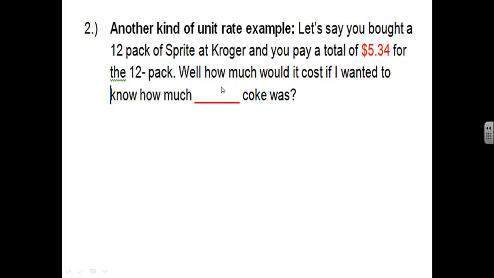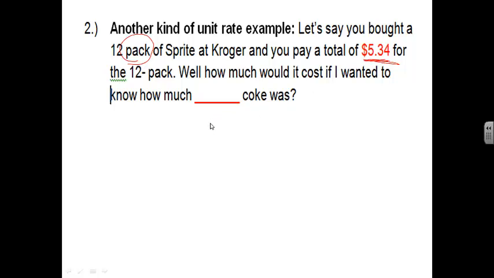Let's say you buy a 12-pack of Sprite at Kroger and you pay a total of $5.34 for the 12-pack. Normally, we don't take one little Sprite out of the whole 12-pack because that wouldn't make sense and you can't buy it like that at the store. So you're paying a total of $5.34 for 12 of them. When you buy a pack of something, of course, you're paying for each one individually, but you don't really realize that because you're buying it in a pack.